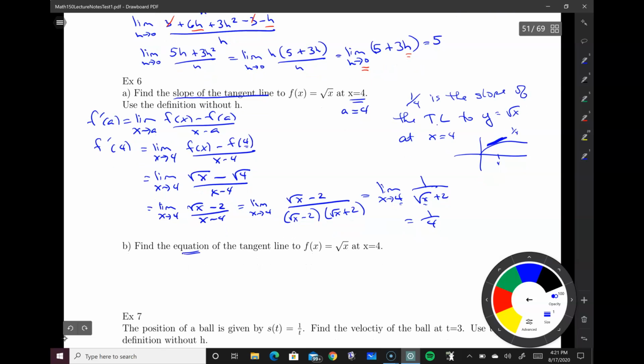Find the equation of the tangent line. So to find an equation of a line, any line, I need a point and a slope. I just figured out the slope. That's 1/4. So how do I know what the point is? So a point, meaning an xy point, well, I know x is 4. How do I find the y value? I put 4 back into the function to get 2. So my equation of my line will be y minus 2 equals slope of 1/4 times (x minus 4). That's the equation of my tangent line.